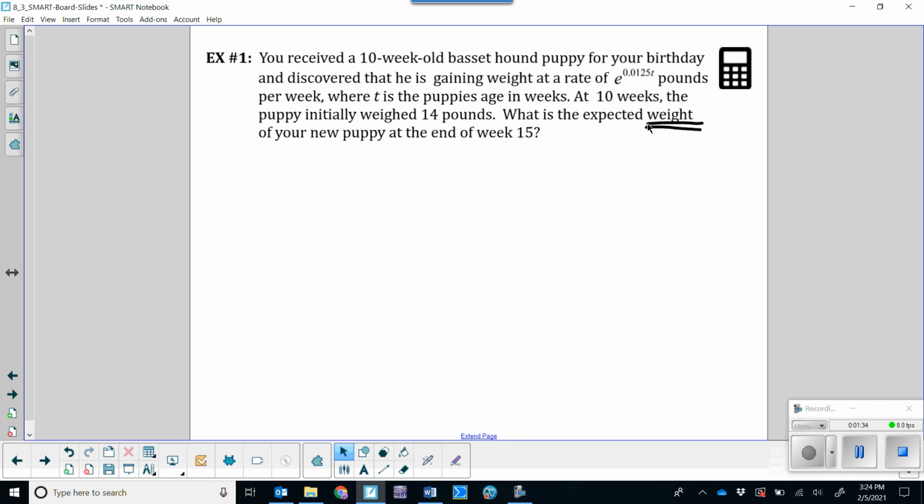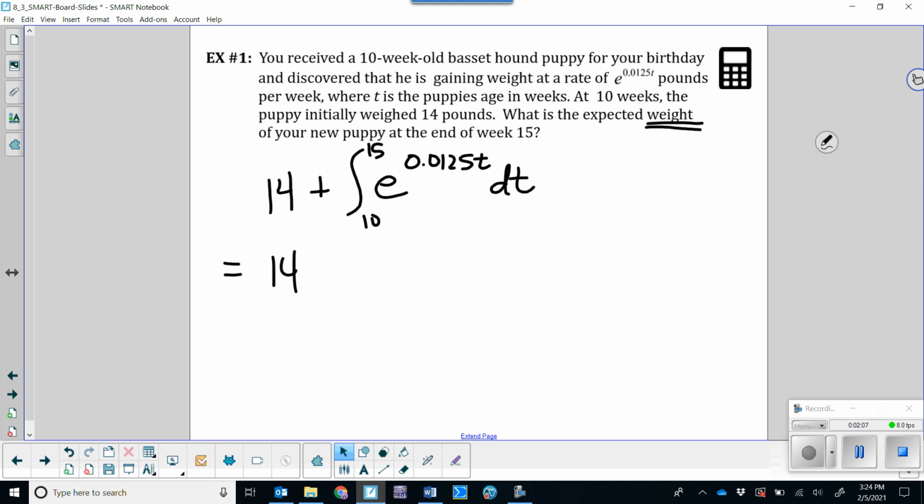So basically, I'm going to just take my initial value of 14 pounds, and I'm going to integrate from 10 to 15 of this equation that gives me the weight pounds per week of growth, and that's going to give me pounds. So when I integrate from 10 to 15, I get the accumulated weight from weeks 10 to 15. I add that to the 14 that I started with, and this is going to give me my final answer.